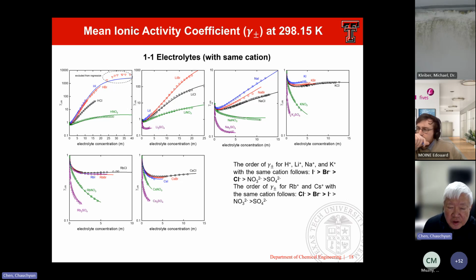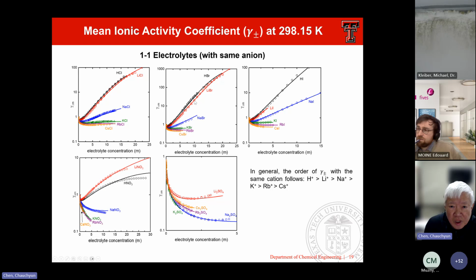Here are the figures that show how the mean activity coefficients of the 46 electrolytes are captured. For 1-1 electrolytes here with the same cations, for example, we have lithium bromide, lithium chloride, lithium nitrate, lithium sulfate, and lithium iodide, and they all can be captured very well. Next, for 1-1 electrolytes with the same anion, for example with the bromide anion, we replace the cations. Again, the model captured all the different electrolytes very well.